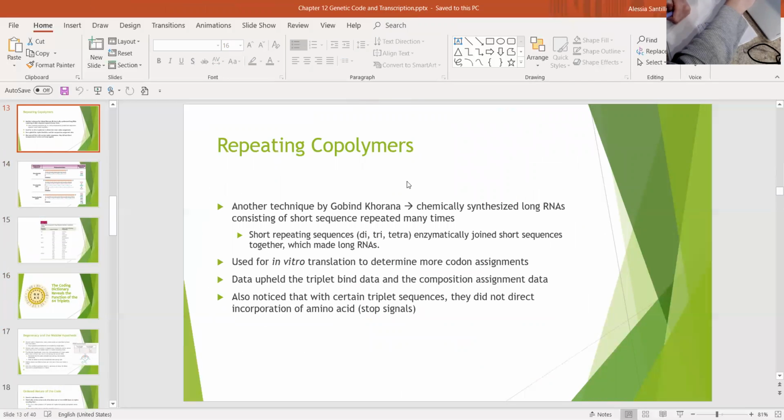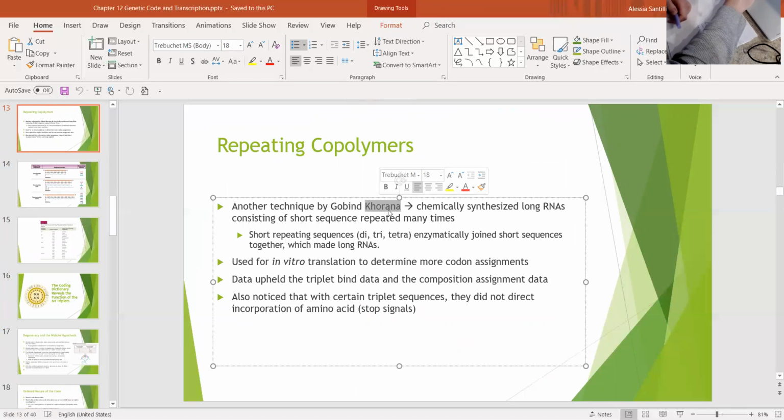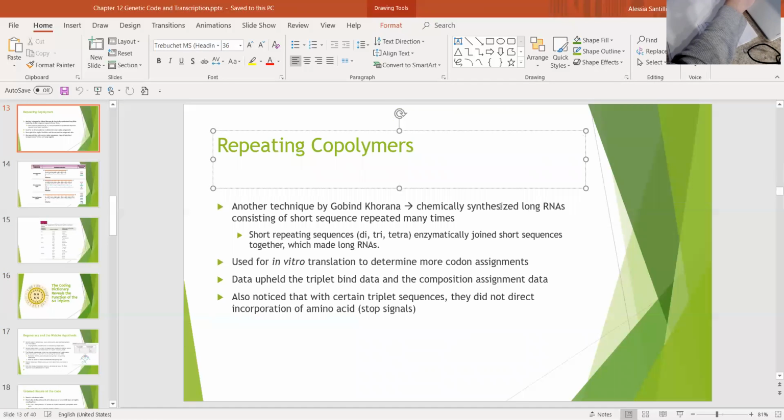And then finally, another technique was developed by Khorana, who chemically synthesized long RNAs. At that time you weren't able to synthesize long RNAs, but he knew that he was able to synthesize short ones. So he synthesized small ones and then joined them together, so now you've got a long one. He made dinucleotides and then added them all together, then trinucleotides, and tetranucleotides, and added them all together. He made these short repeating sequences and then enzymatically joined them together, which made long RNAs. This was used for in vitro translation to determine more codon assignments.